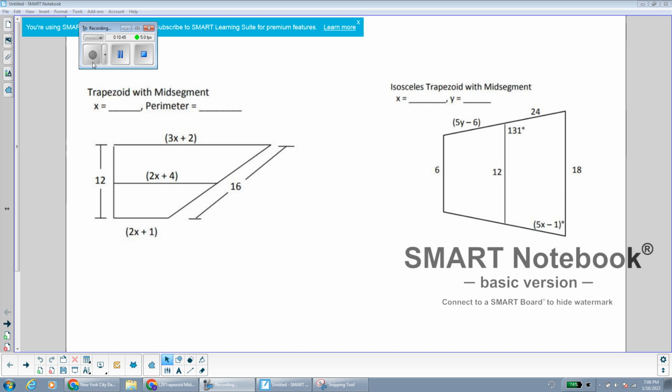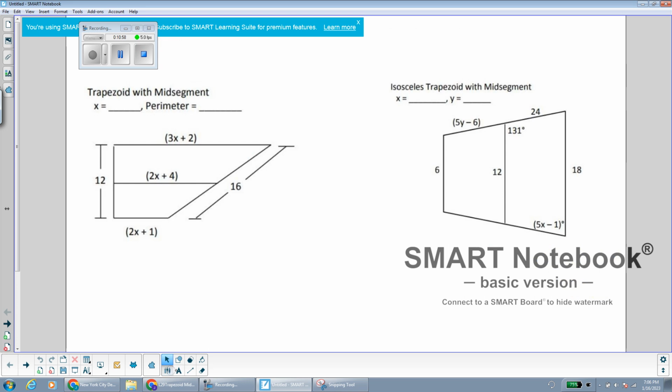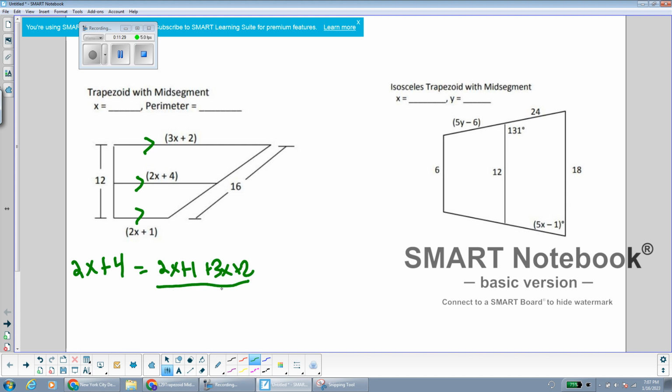Now here in this question, we have a trapezoid with a midsegment. So trapezoid midsegments are pretty similar to triangle midsegments. They are parallel to each of the bases, because remember there are two bases in a trapezoid, and they're also equal to the average of the bases. So the midsegment of a trapezoid is half the sum of the bases or the average of the bases. So if we wanted to find what x was, the midsegment, which is 2x plus 4, is equal to the average of the bases. So I'm going to add the bases together and divide them by 2.